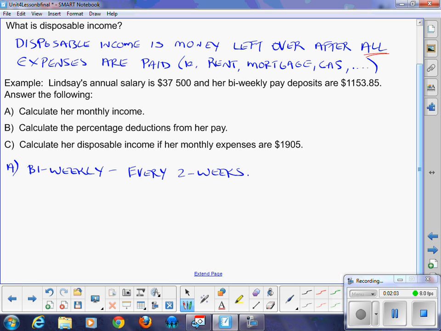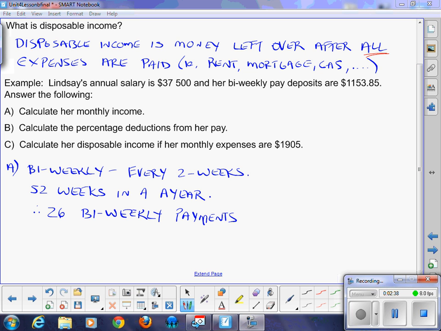Now, we know that there are 52 weeks in a year. So for biweekly payments, and this is where you have to be careful, that means that she will receive 26 payments, because she's being paid every second week. If we look at 52 weeks, there are 26 biweekly payments, so half of 52.